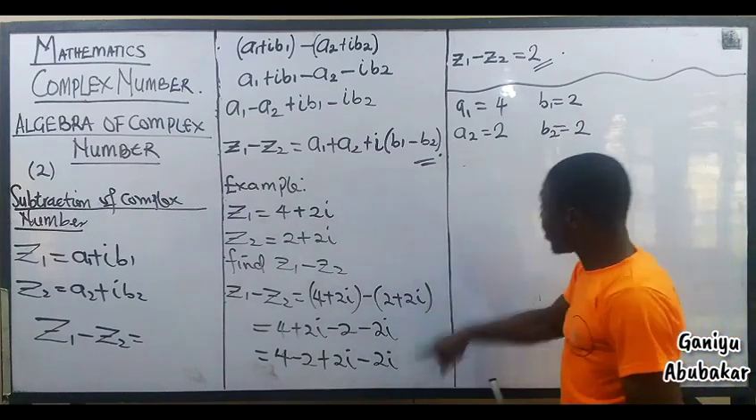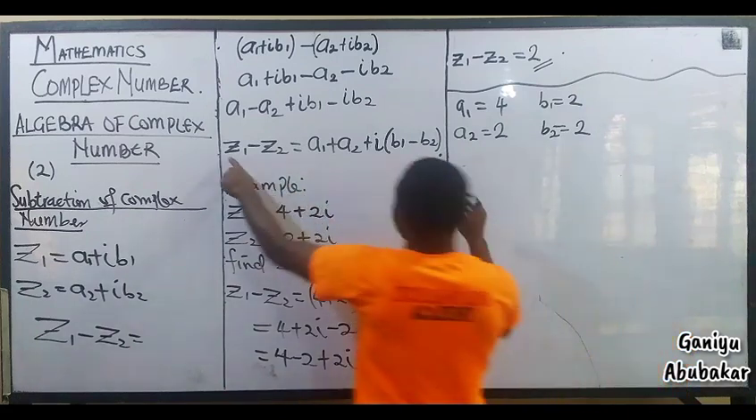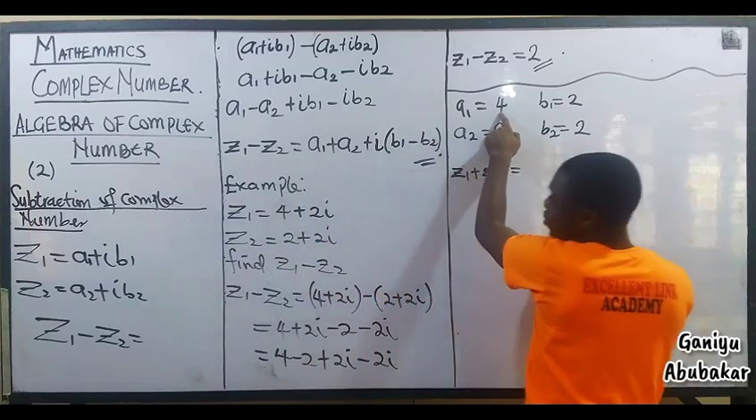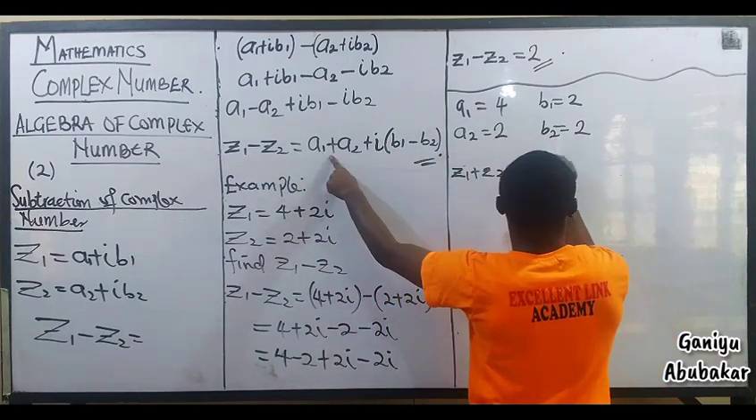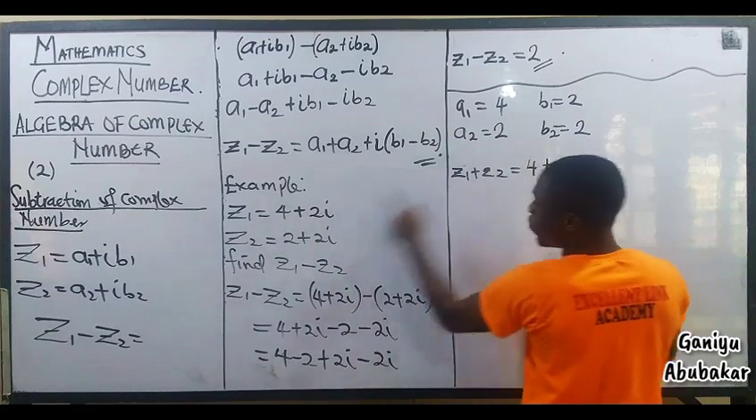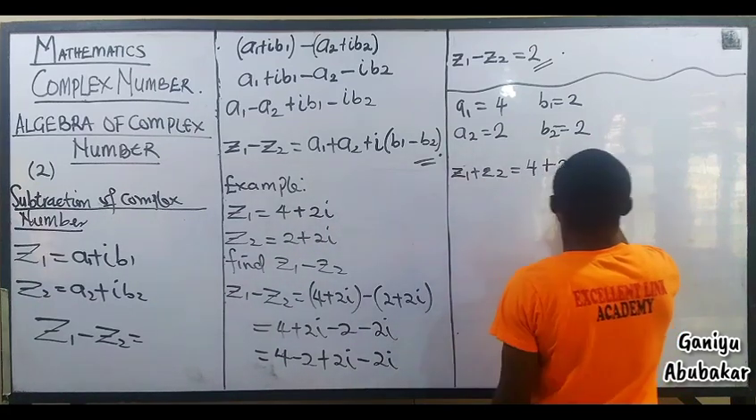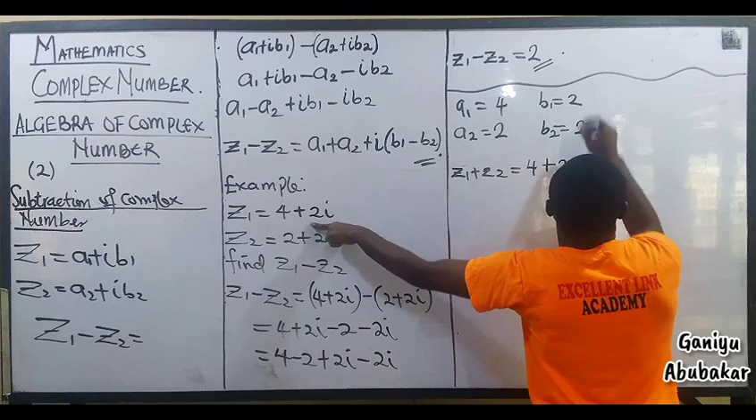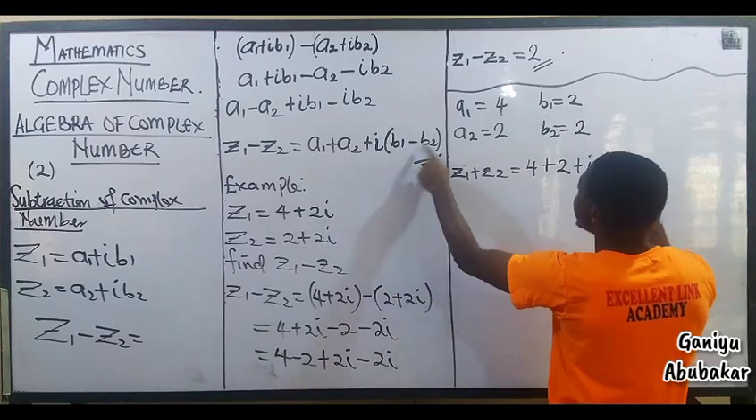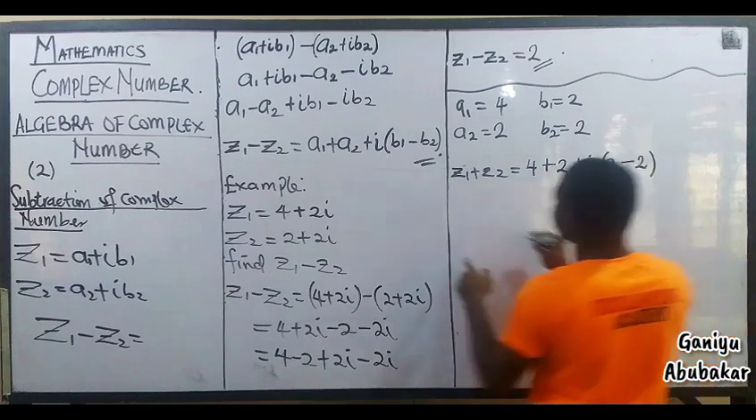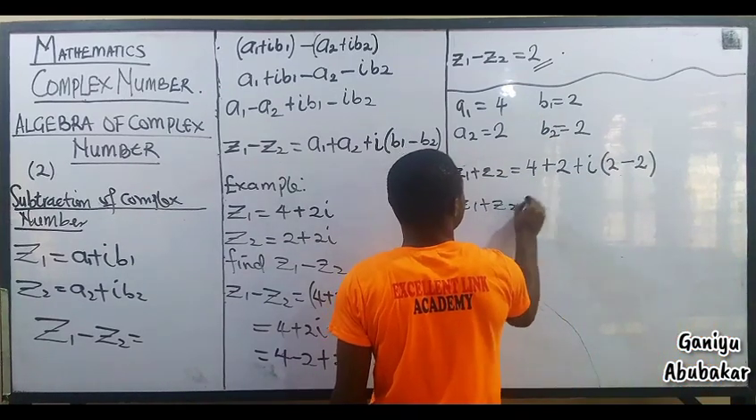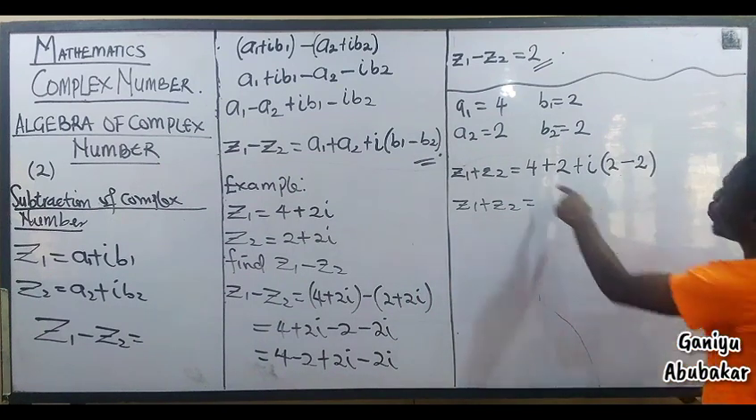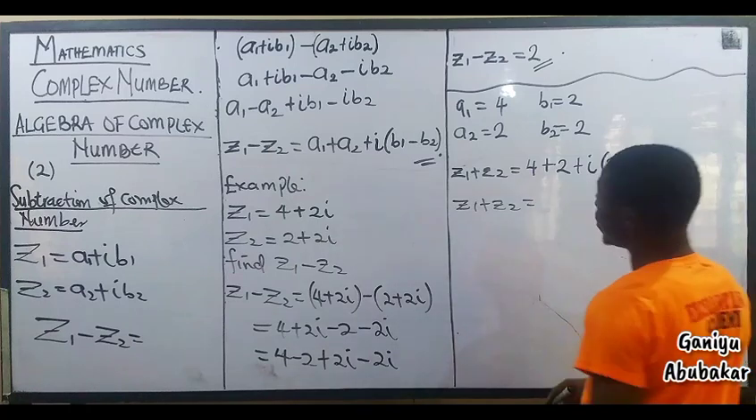So I can put these values into my formula here, and I'll still derive the same answer. Let's do that together. I have z1 plus z2 equal to a1, which we said is 4, plus a2, which is 2, plus i into b1, which is 2, plus b2, which is 2. Finally, z1 plus z2 is equal to 4 plus 2. 4 plus 2 becomes what then? 6.